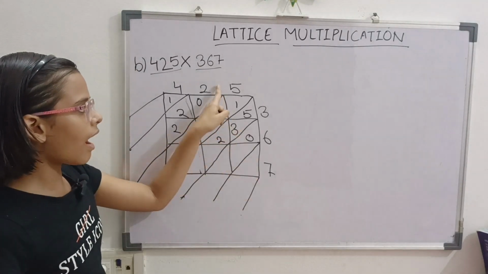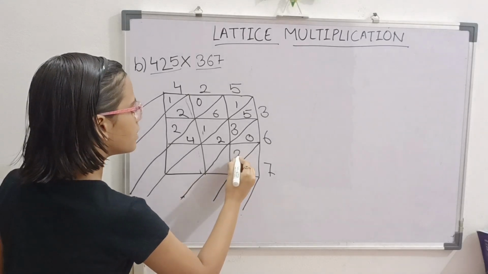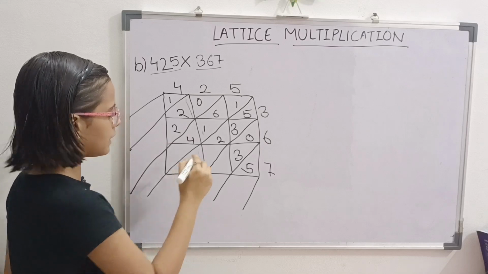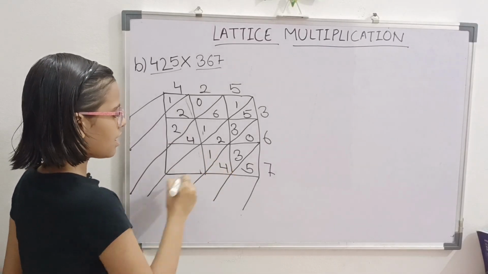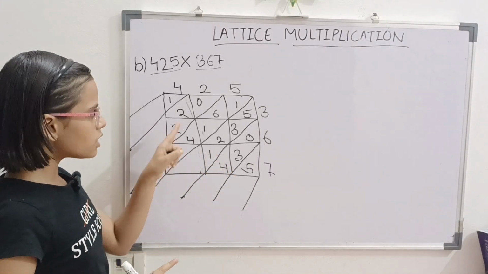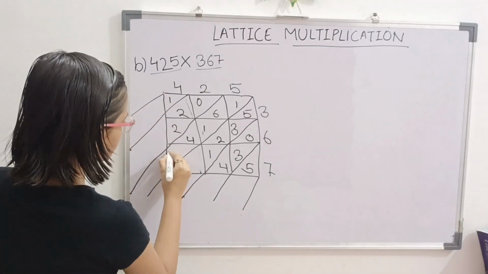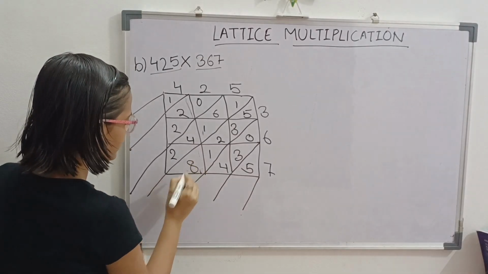Now 7 fives are 35. 7 twos are 14. And 7 fours are 28. So 2 here and 8 here.